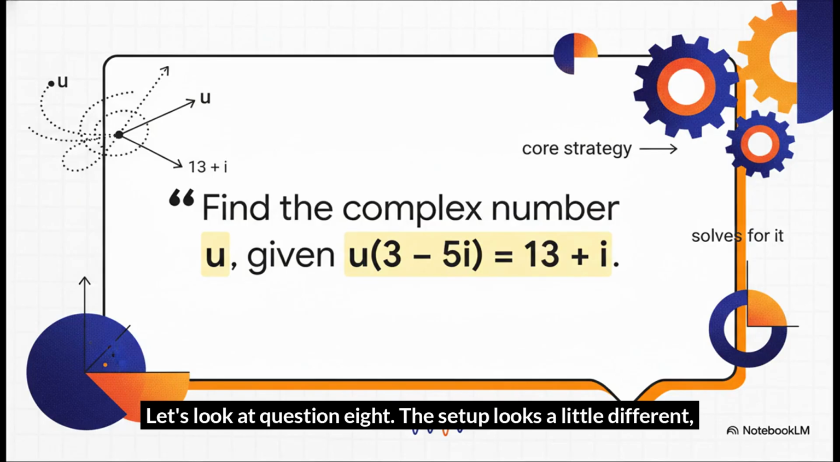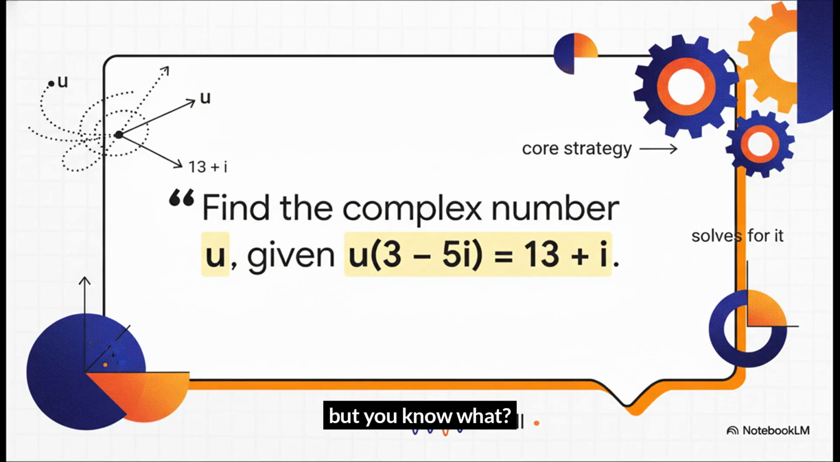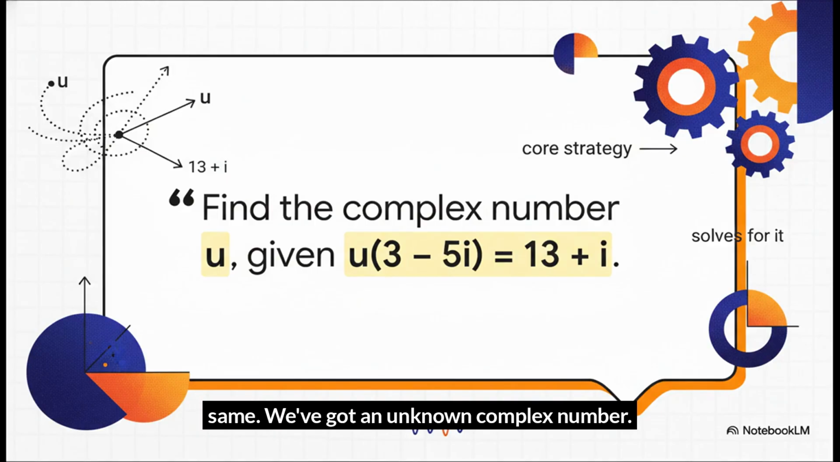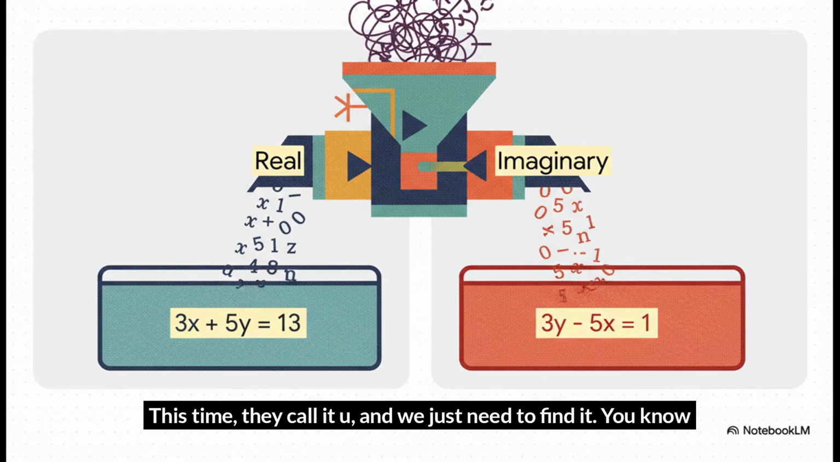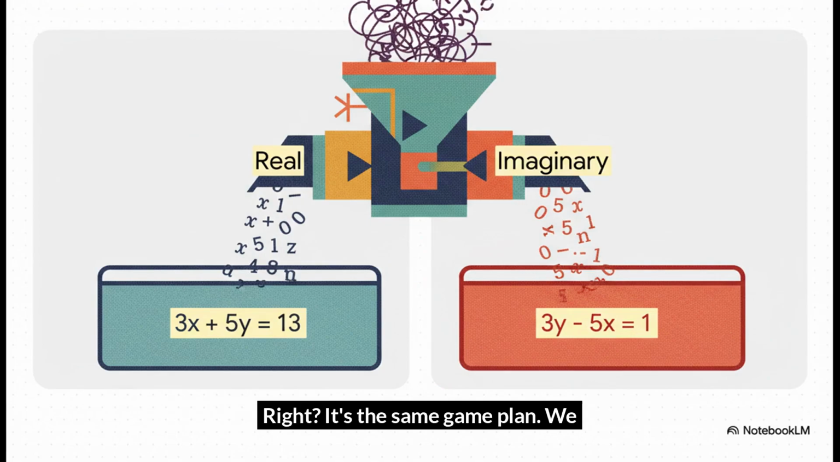Okay, let's do one more just to make sure we've got this down cold. Let's look at question 8. The setup looks a little different, but you know what? The core strategy is exactly the same. We've got an unknown complex number, this time they call it u, and we just need to find it. You know the drill by now, right? It's the same game plan.